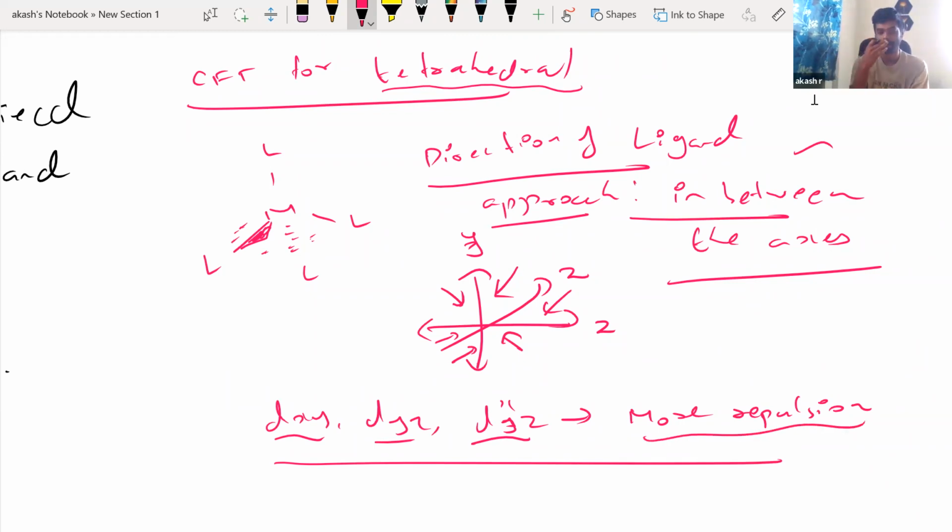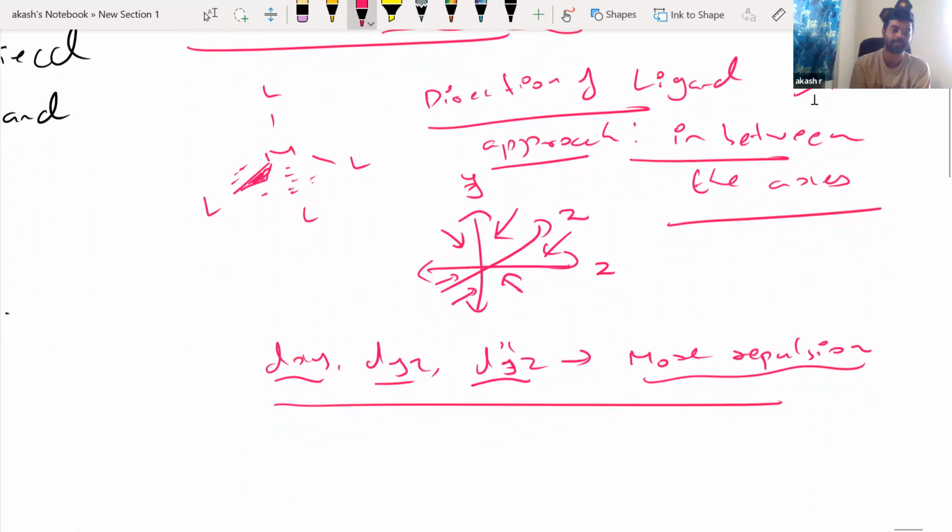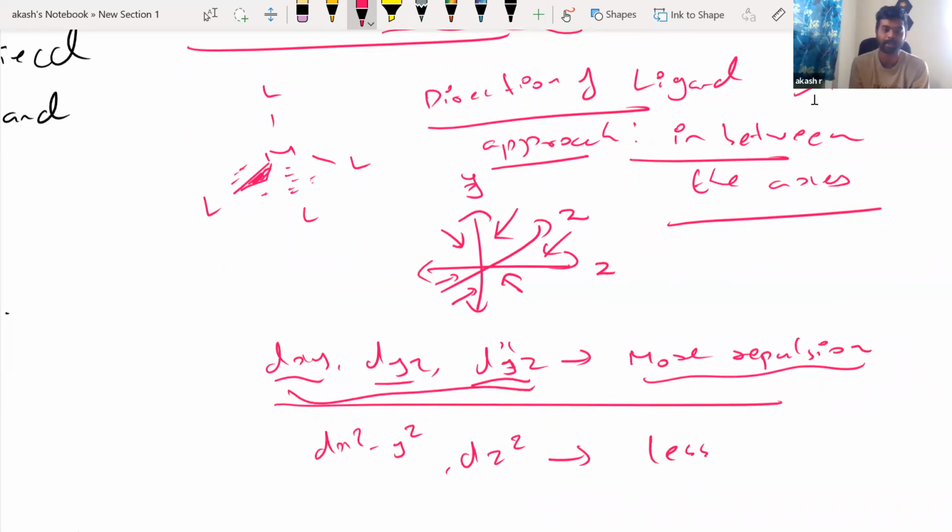So they will be higher in energy in this case. And obviously the other two, dx squared minus y squared and dz squared, which have lobes pointed along the axes, will have repulsion, but not as much repulsion as in these cases. So they will suffer lesser repulsion. Now, can we go for the splitting diagram?